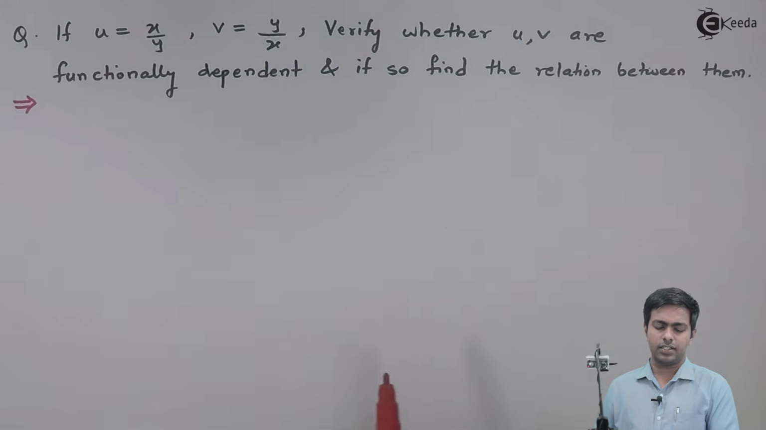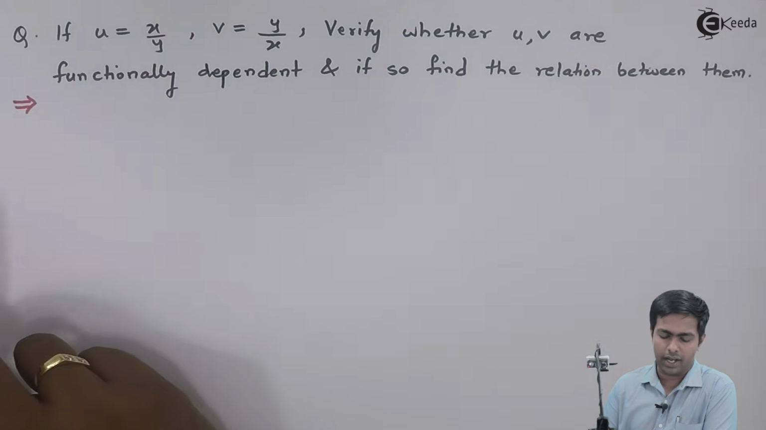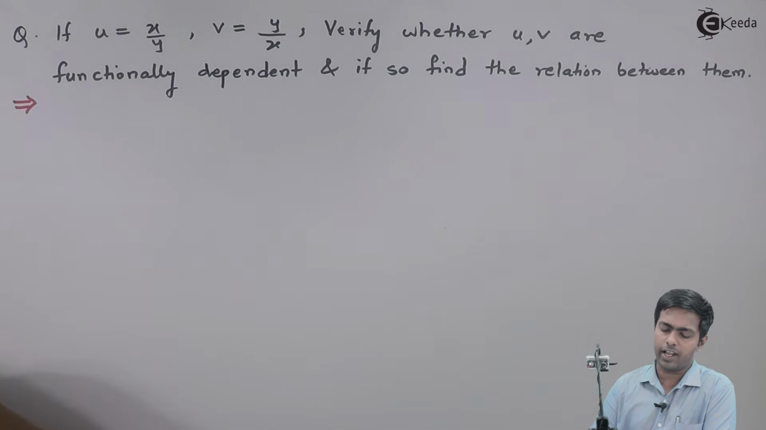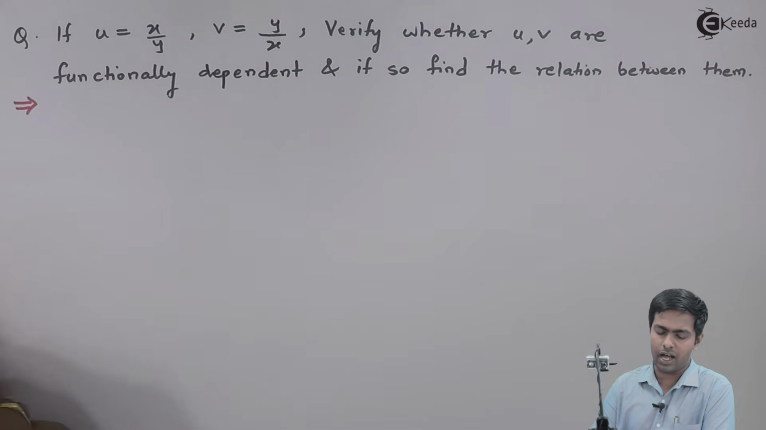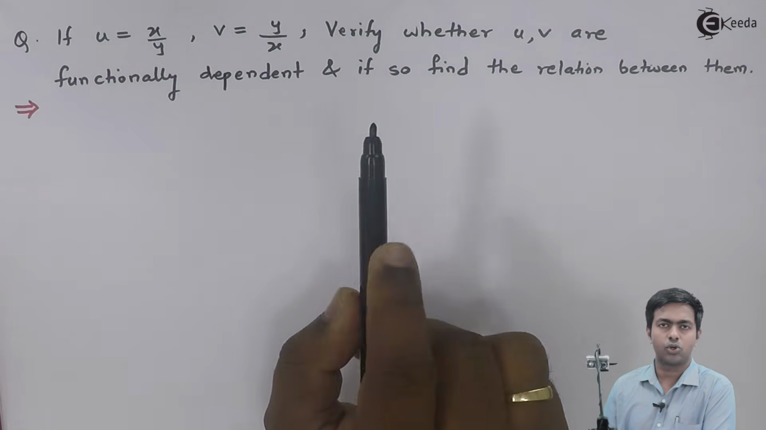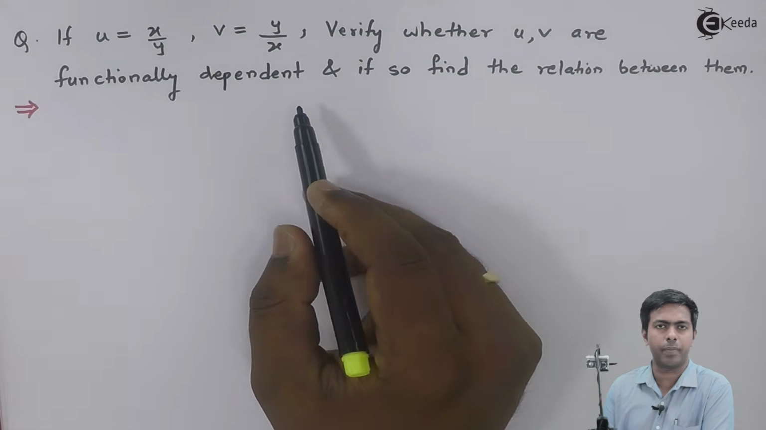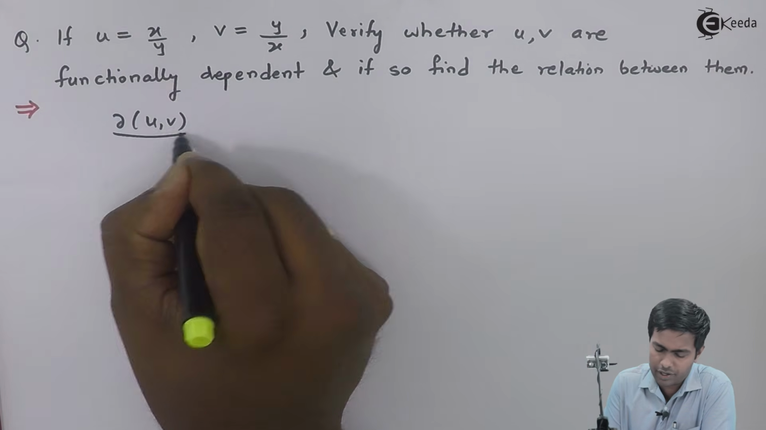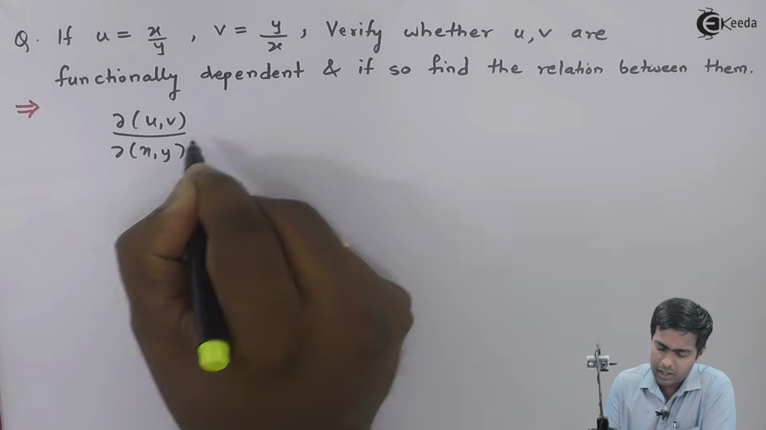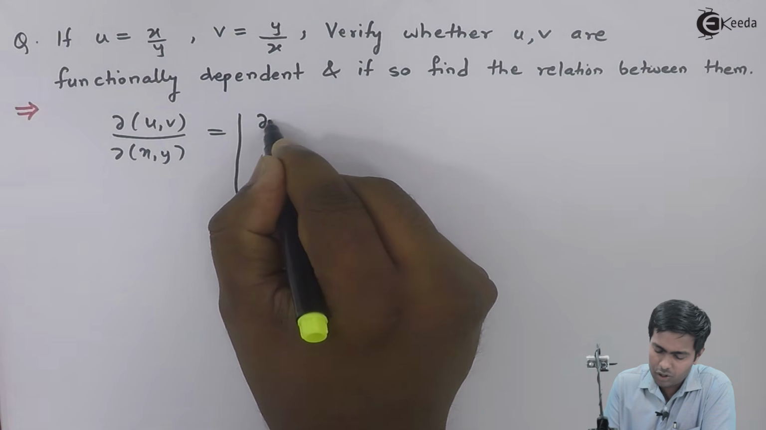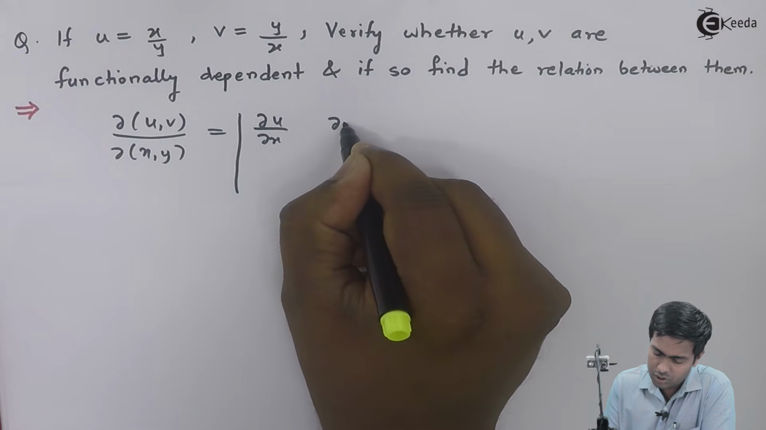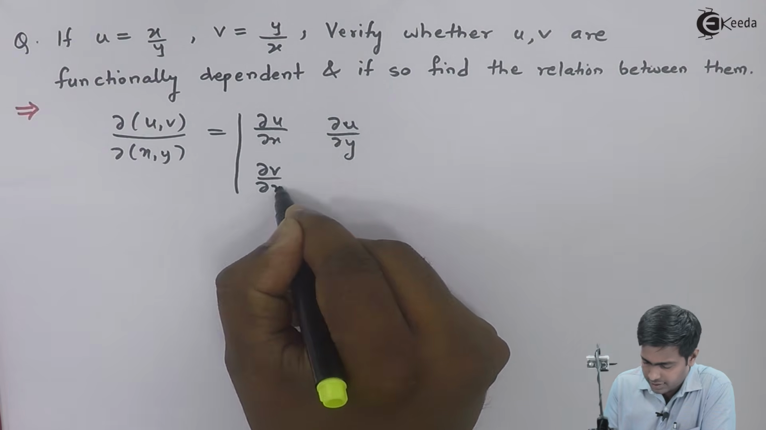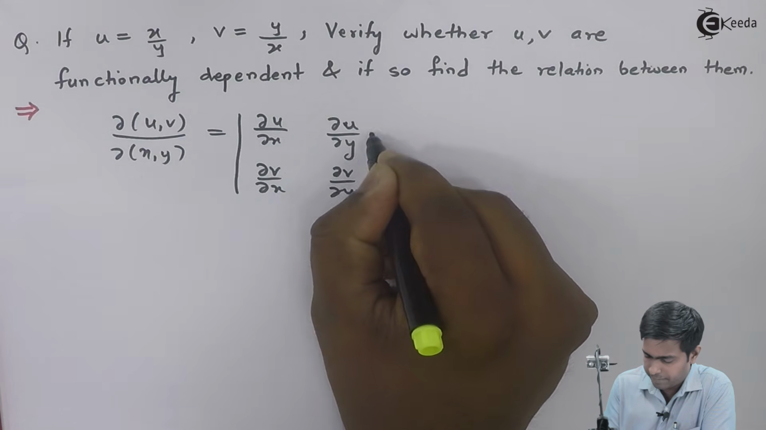So the example is: if u is equal to x upon y and v is equal to y upon x, then verify whether u, v are functionally dependent. To check whether they are functionally dependent or not, we have to find the Jacobian of u, v with respect to x, y, and it is given by the formula: ∂u/∂x, ∂u/∂y, ∂v/∂x, and ∂v/∂y.